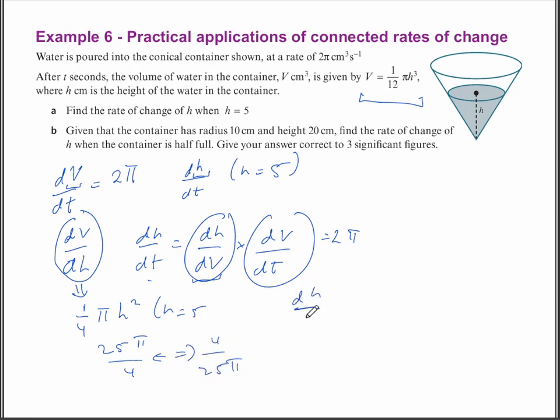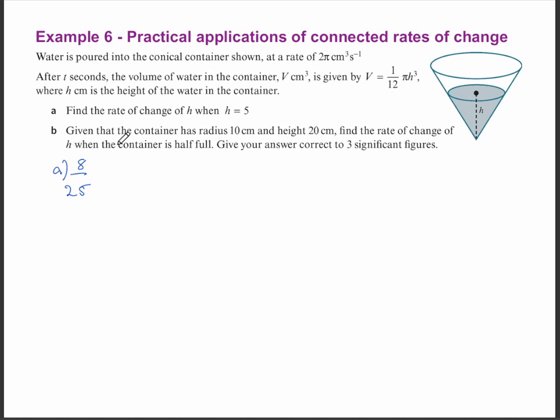So dh over dt, which is what we want to find, the rate of change of h when h is equal to 5: dh over dV is going to be 4 over 25 pi, and you multiply that by 2 pi right here. The pi's will cancel out. We end up getting 8 over 25. And that is going to be the rate of change of the height when the height is 5.